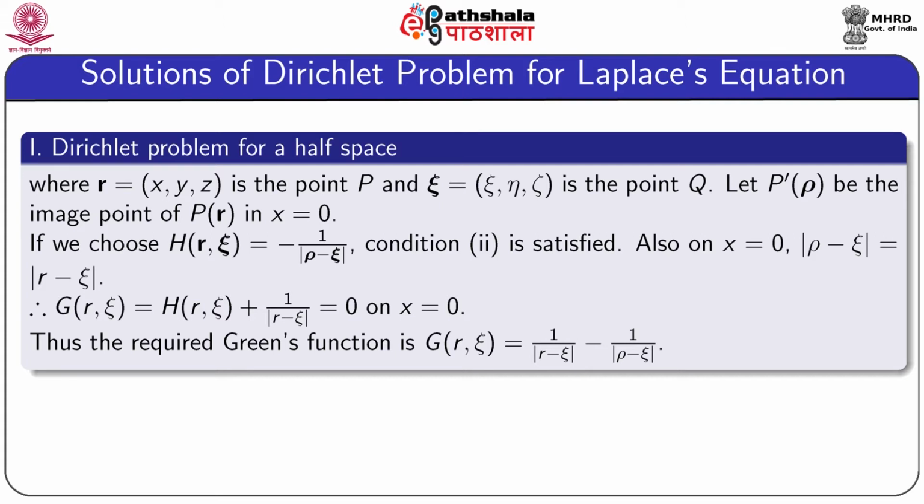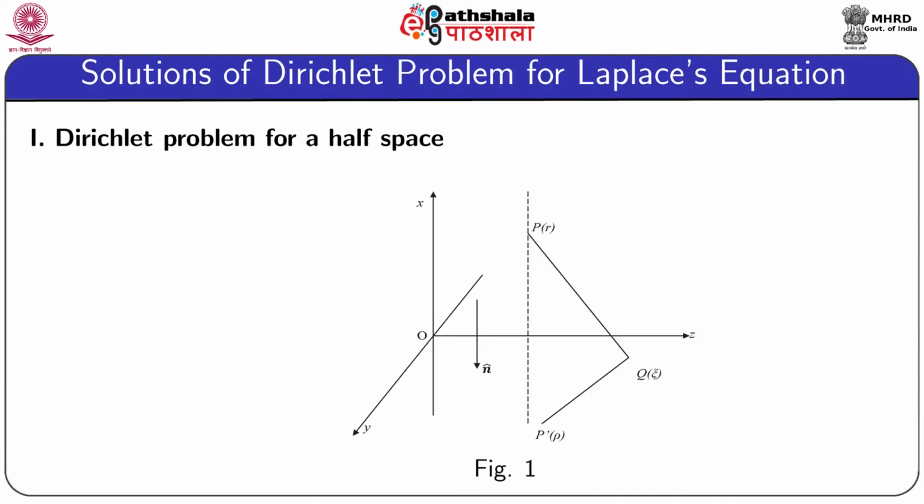If we see the corresponding figure, this is the xyz space and the boundary of the space is x equals 0, and the Laplace equation is defined in the space where x is greater than or equal to 0. So, in the space x greater than or equal to 0, P is a fixed point having position vector small r, and Q is a variable point in that space having position vector xi, and we have considered P dash with position vector rho such that P dash is the image of the point P about the plane x equals 0.